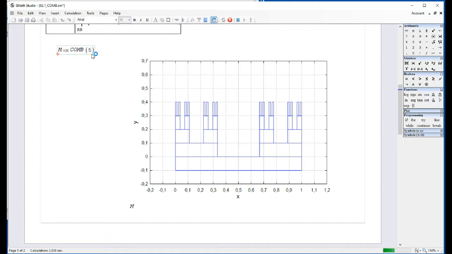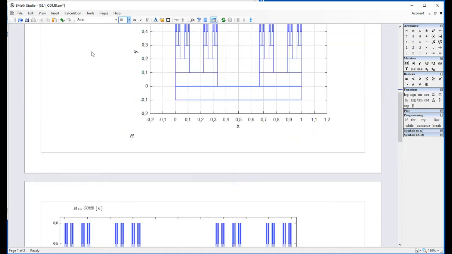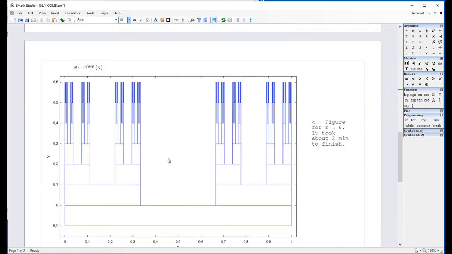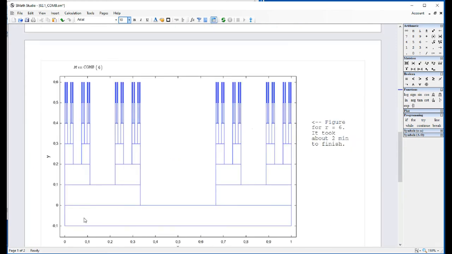level 5, and we can go up to level 6, actually. I have developed level 6 right here. At level 5, you can see 1, 2, 3, 4, 5, 6 levels, because we started with a solid here, the solid bottom. So 1, 2, 3, 4, 5, 6, 7, corresponding to level 6.